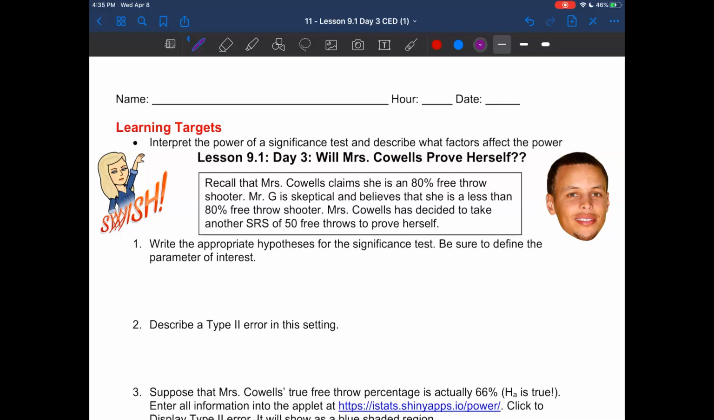Hi AP Stats. Today we're going to take a look at lesson 9.1 day 3. And our goal today is to interpret the power of a significance test and describe what factors affect the power.